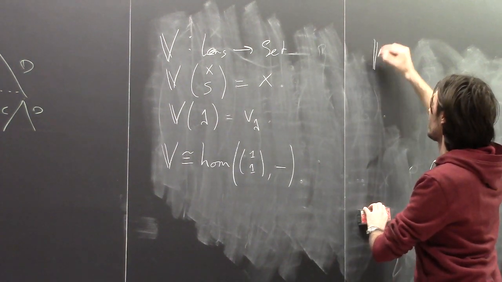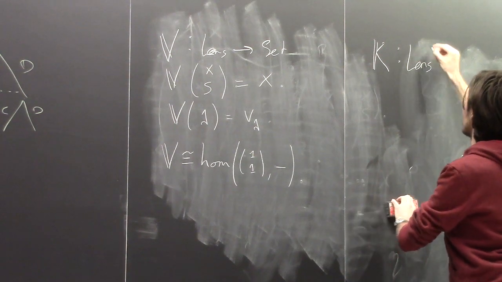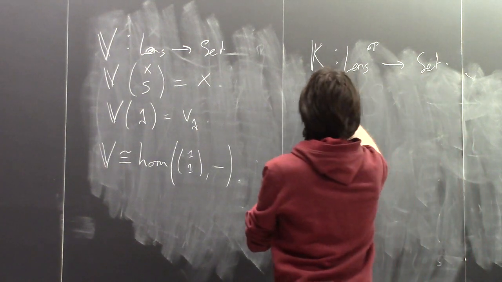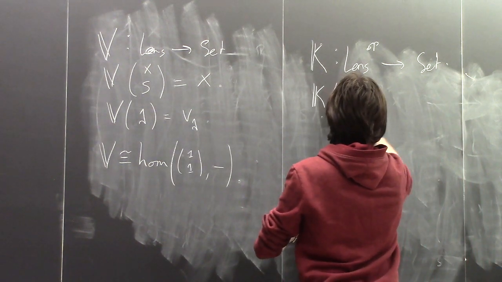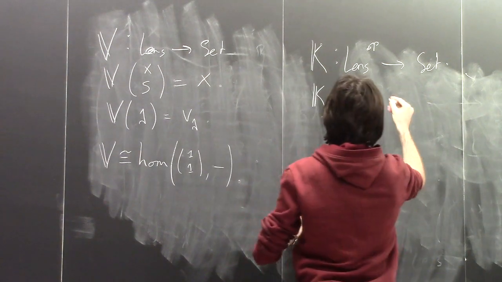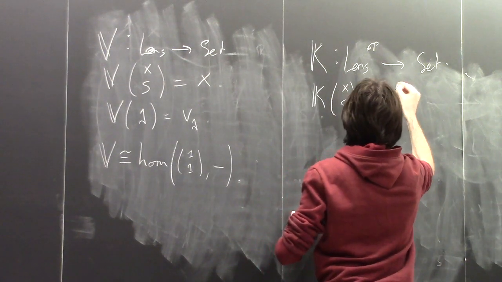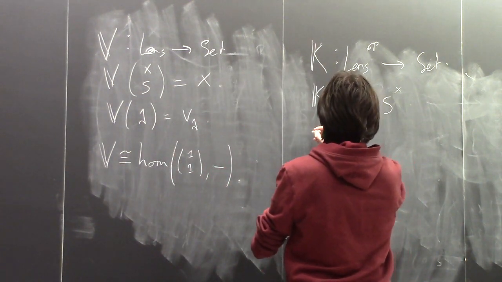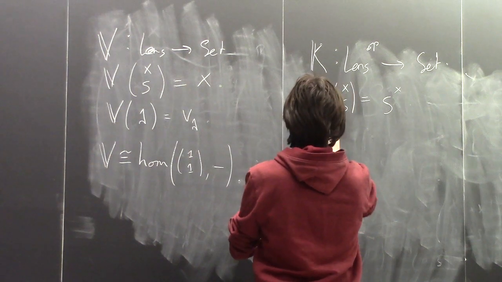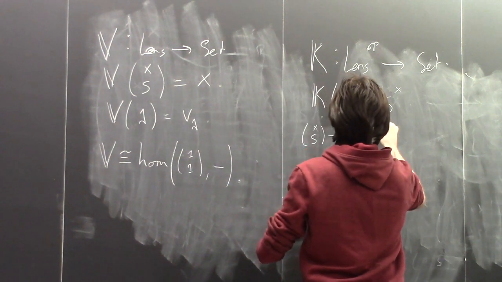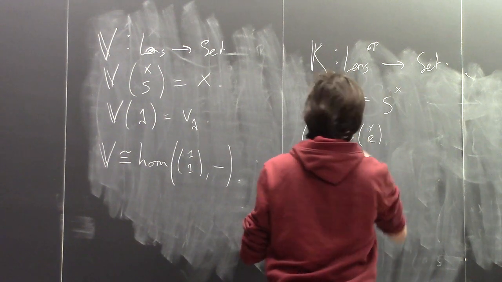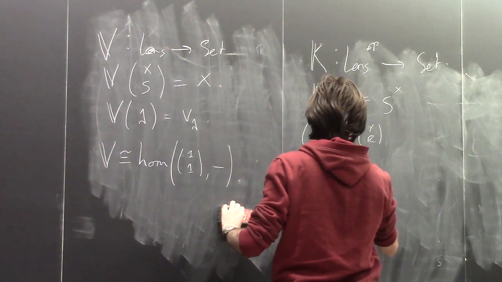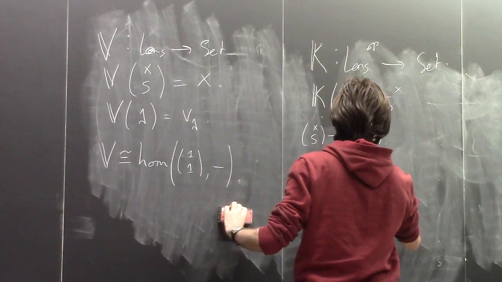I'm going to define another functor called K, and this one is contravariant. So this one's much more interesting. This takes you to the set of functions from X to S, which I'll write like that. Okay, now, given a lens lambda from XS to YR, we want to define a K of lambda, which goes from R to the Y, X.